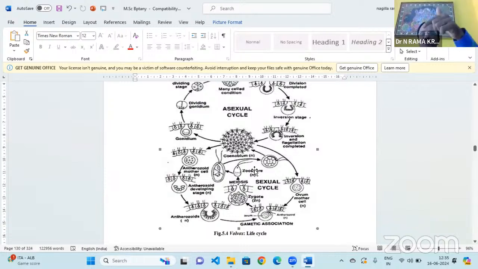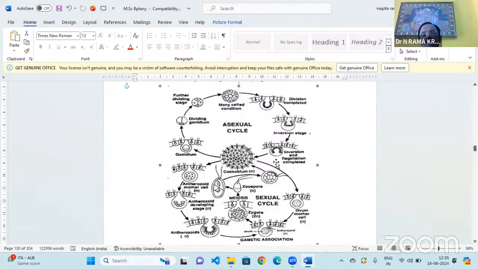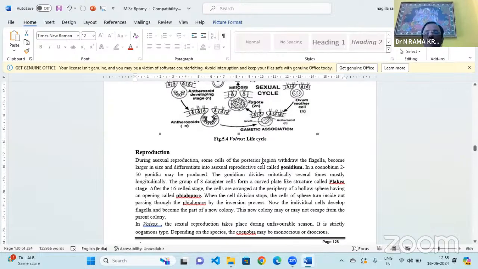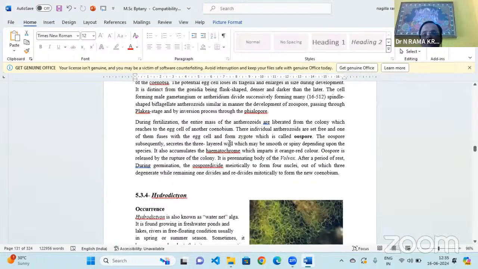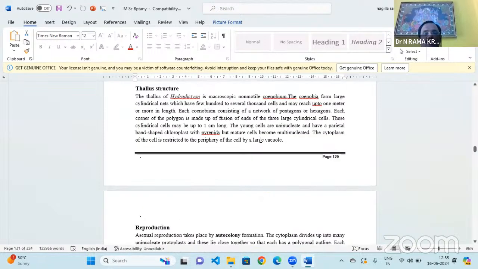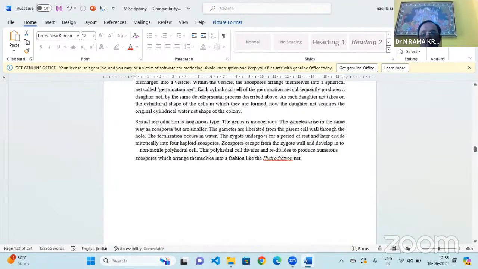When it enters the female reproductive organ, fertilization takes place. After fertilization, a zygote is formed. This zygote produces the new plant. This is in Volvox. Similarly, in our syllabus, there is Chlorella.